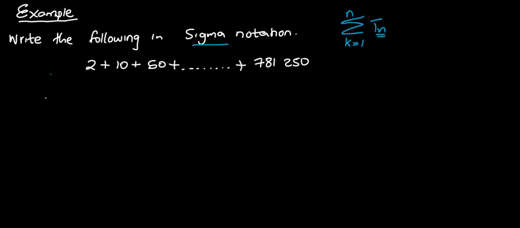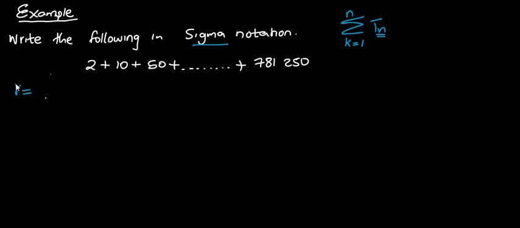So we need to test what type of series this is, but we can see that the difference between these two numbers is not the same. Like the difference between 10 and 2 is 8, and the difference between 50 and 10 is 40. So this is not linear. We're going to check for quadratic. So to check for quadratic, we need to check the value of r.